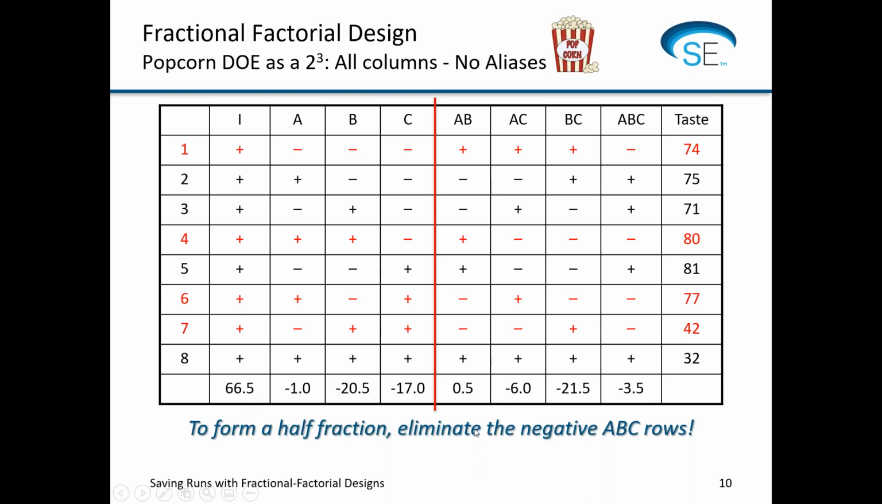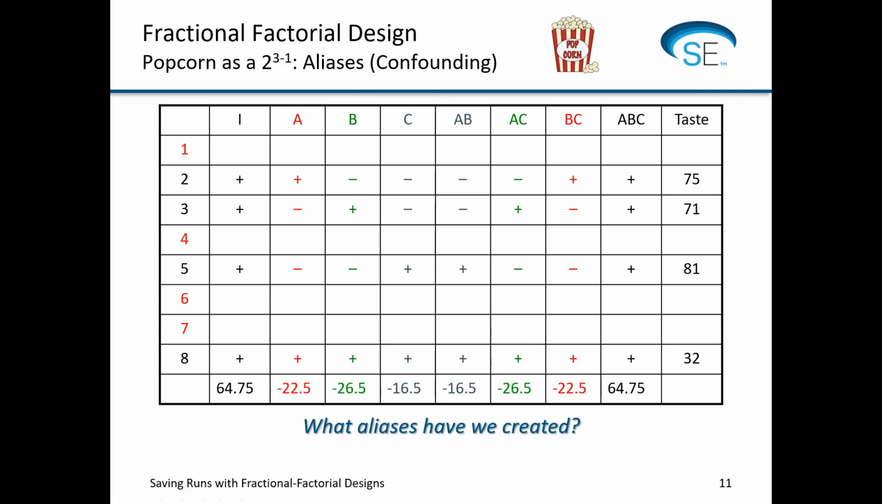Now, we're going to take this 8-run design and turn it into a half fraction design. What we do is we eliminate the negative ABC rows. That'll give us a half fraction. And to be honest, it doesn't matter if you eliminate the negatives or the positives, but the traditional method is to eliminate the negatives. So boom, they're gone. We've lost half the data, because we're doing a half fraction design.